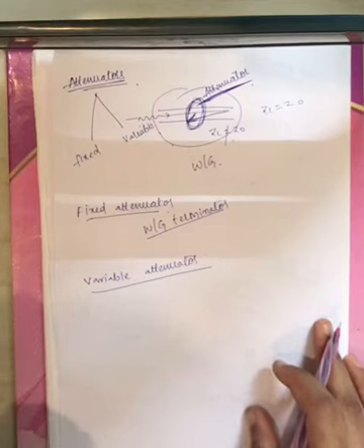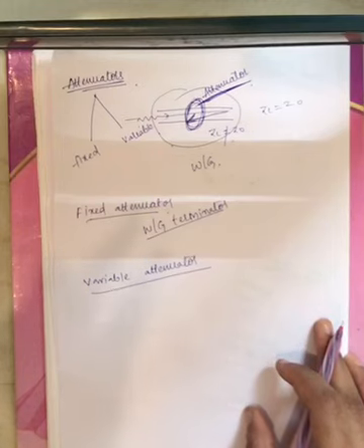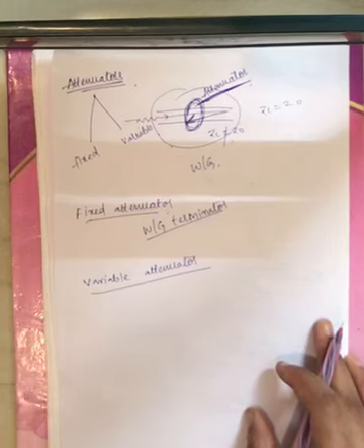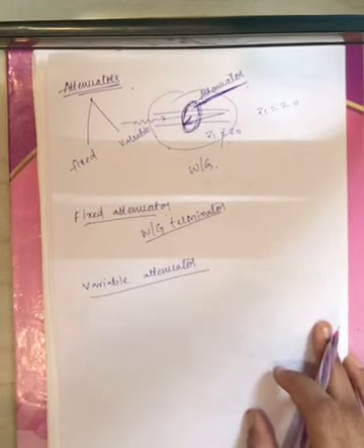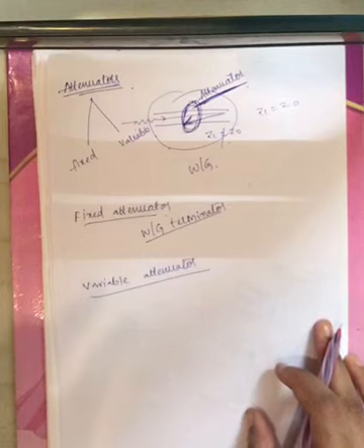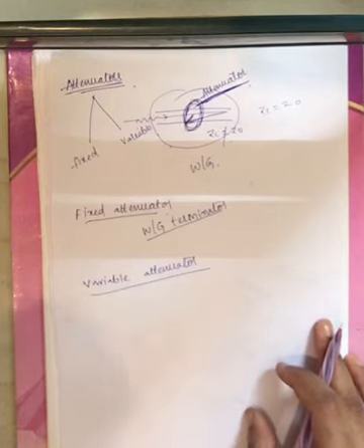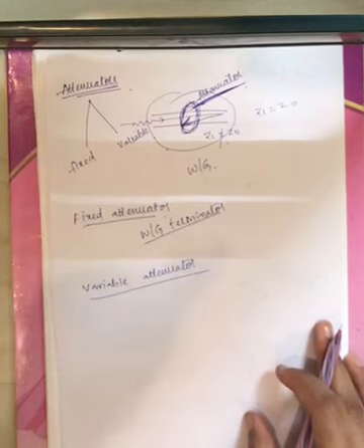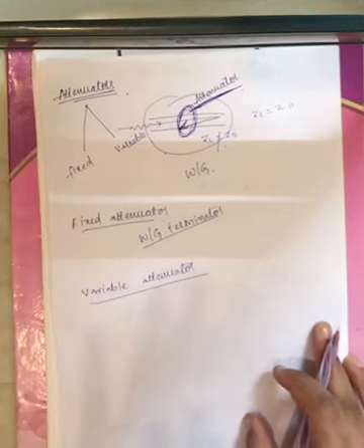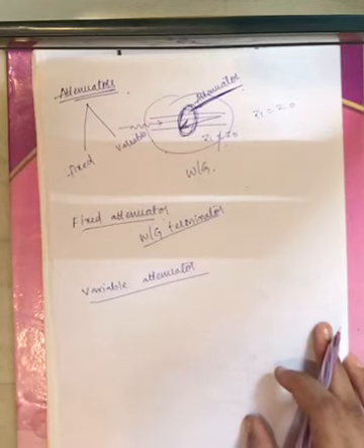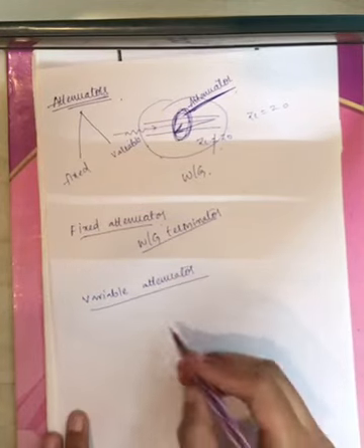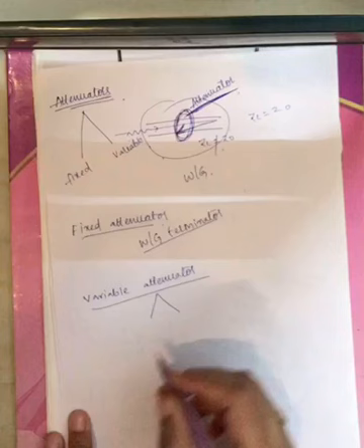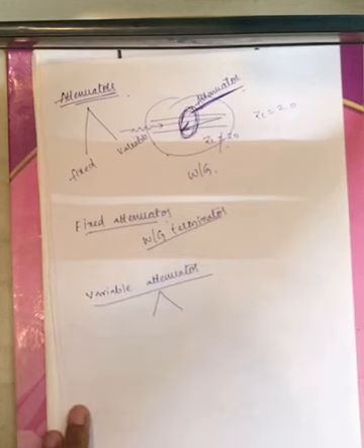It provides a stepwise attenuation because the variable attenuator contains a knob or bolt. If I rotate that knob, the attenuation values will vary from lower to higher or higher to lower depending on the rotation of that bolt. That's why it provides continuous or stepwise variable attenuation.